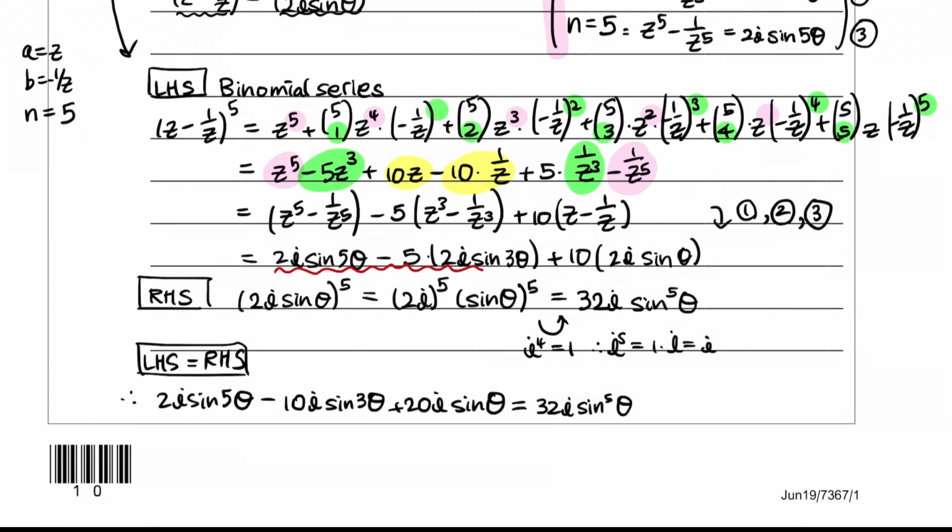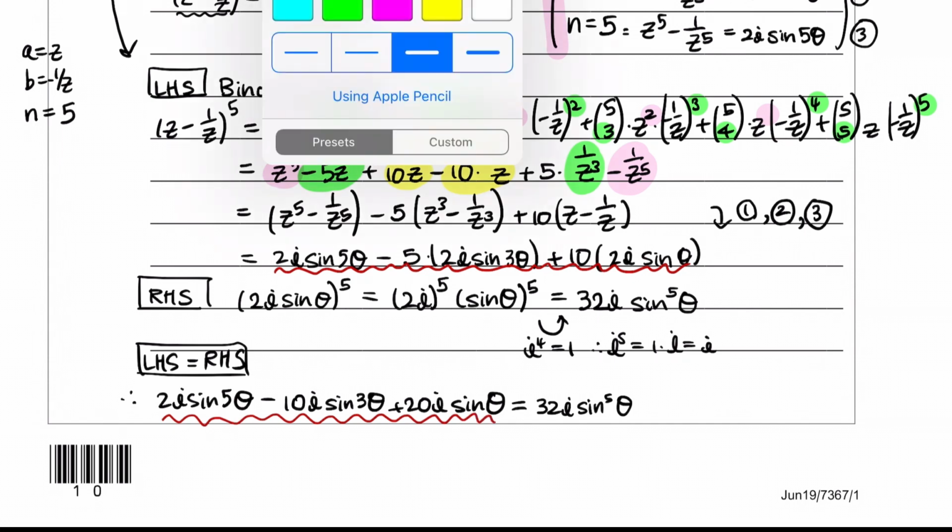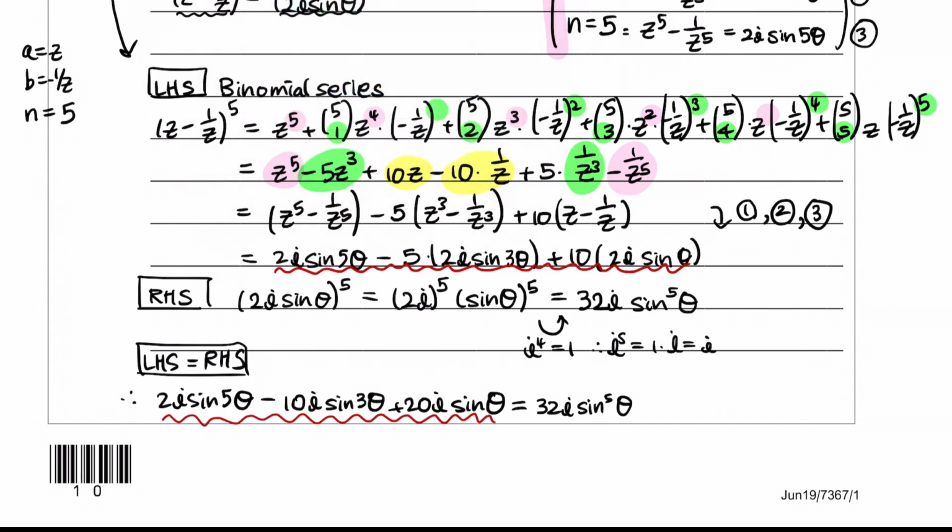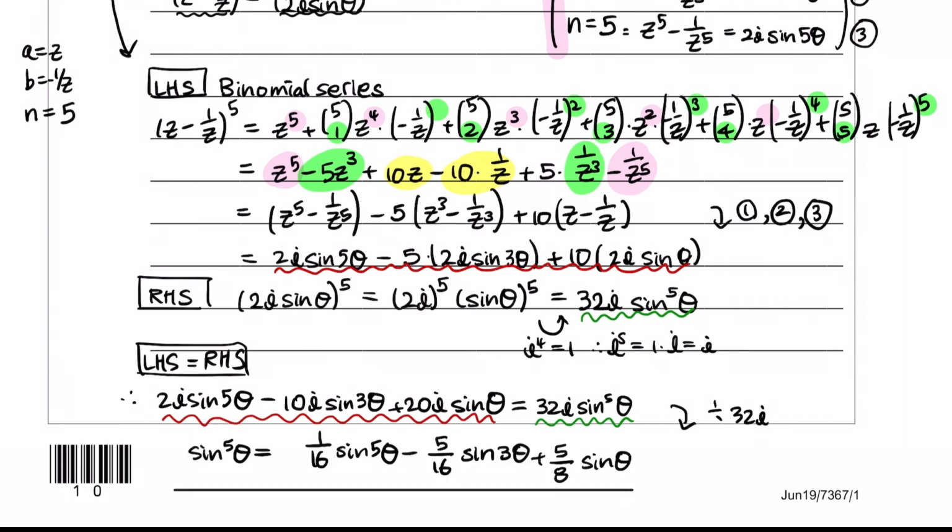So what I did is your left-hand side, which is in the red line, is just here. I just opened the bracket for the numbers. And that goes to here. As we want sine to the power of 5 theta only, we're going to divide everything by 32i. So your answer is this.